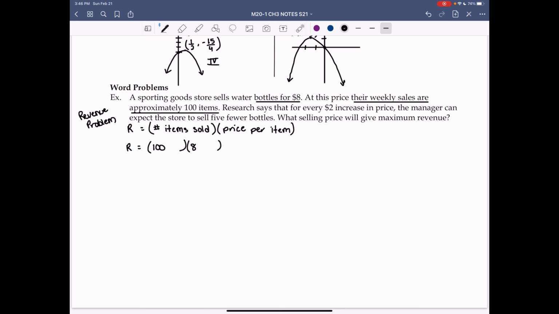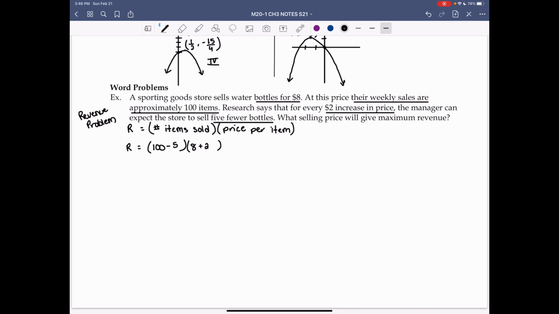Then the end of each bracket is the change. Research says that for every $2 increase in price, the manager can expect the store to sell 5 fewer bottles. So we could sell 5 fewer bottles, that would be minus 5. And that's for an increase, which would be plus, of $2. Now notice it doesn't say we're going to increase the price once or twice or whatever. It just says for every $2 increase.